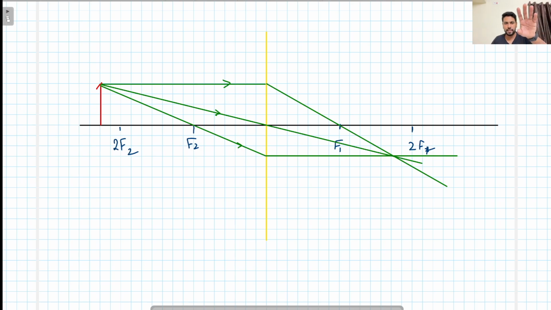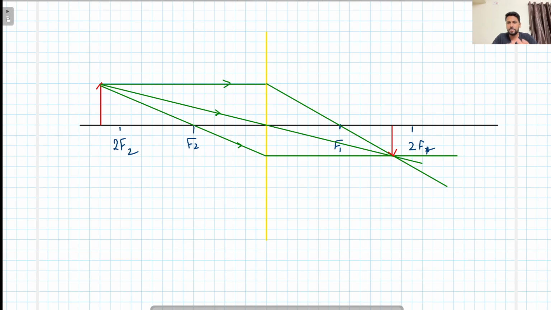Look here, I have made the lens into a yellow line because I don't want to draw the whole lens. So I'm just showing the plane of the lens here. Now where is my image getting formed? You see that my image is actually forming at this point, exactly at this point.